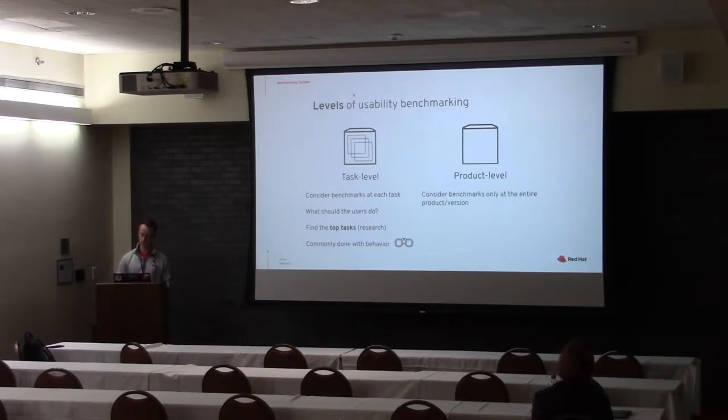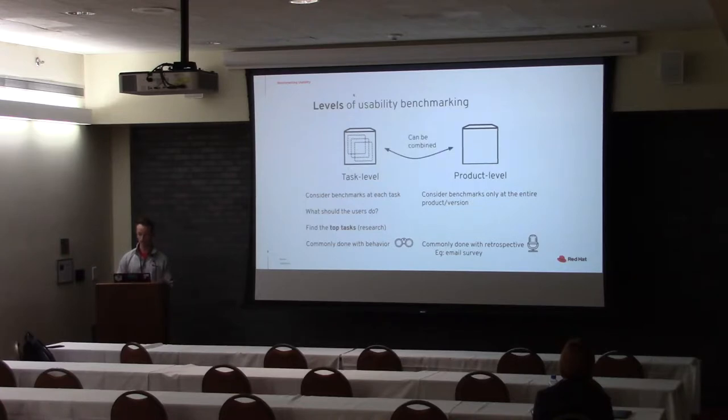And for the product level, this is where we're just looking at the product overall. So say we're just asking them how they feel about OpenShift in general, not a specific task within it. And this is most often done with a retrospective questionnaire, email survey. You might have seen something like the Net Promoter Score, which is different than benchmarking, but essentially you can email people, just ask how easy was this product to use, and that'll give you a real high level benchmark, but it is still a benchmark that you can use.